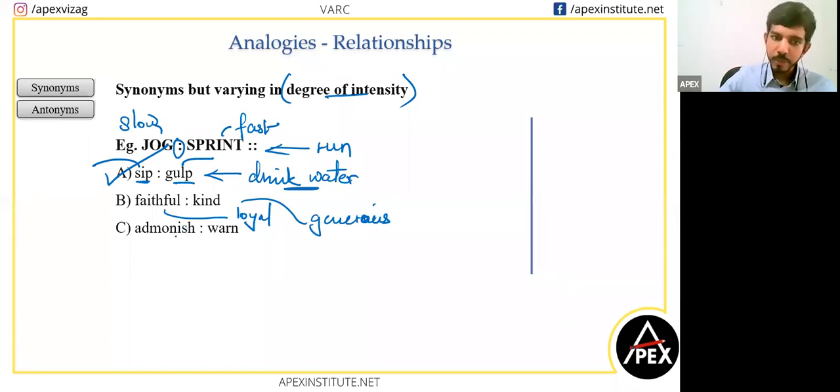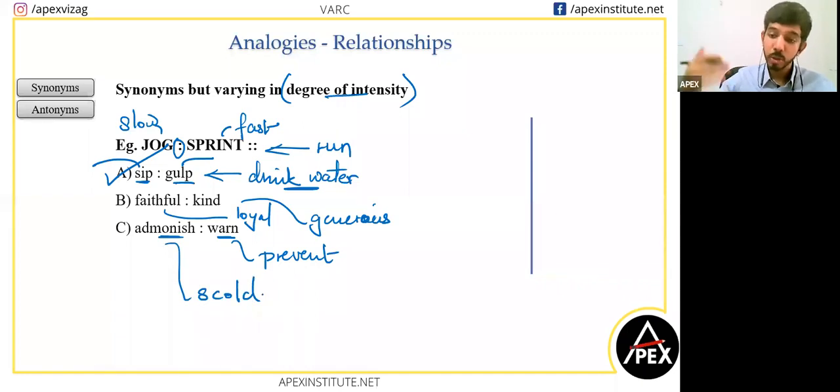Okay. Anyone had a problem with what is admonished? Warn is to prevent something from happening. So don't run too fast, you may fall. This is warning. What is admonish? Admonish is to scold. It doesn't mean warn, it means to scold. So suppose you make a mistake or you do something wrong, admonish is to scold. It is after the event has happened.